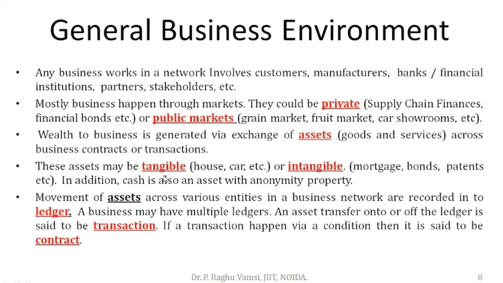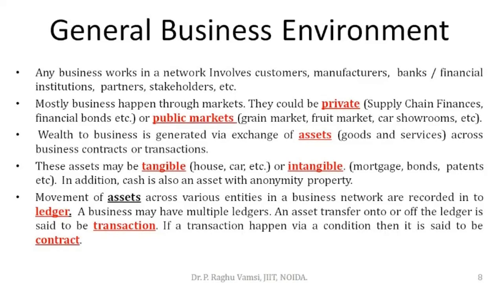These assets may be tangible, sometimes. That means you can visualize those assets, like for example a TV or a fridge or any other thing. You can go through it, physically you can see it. So they are tangible, and sometimes these assets may also be intangible. Intangible assets are like mortgages, bonds, patents, etc. While tangible assets, as I just told you, are house, car, etc. In addition, cash is also an asset with the anonymity property.